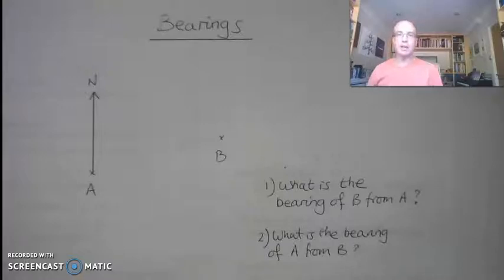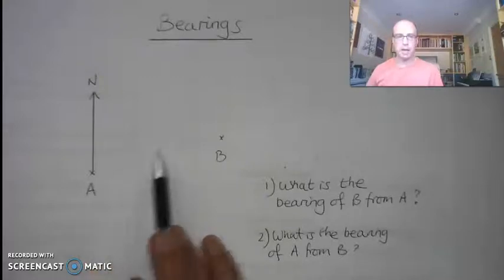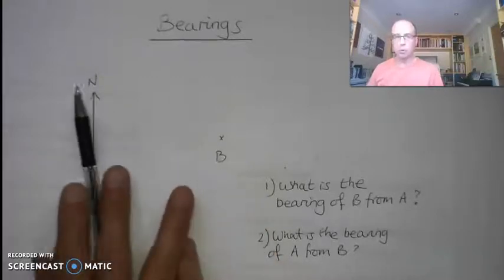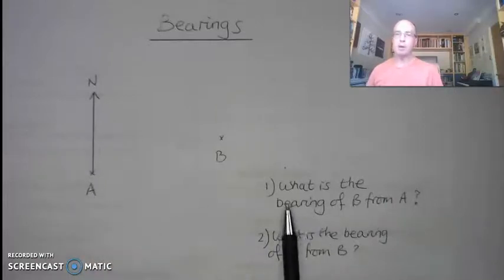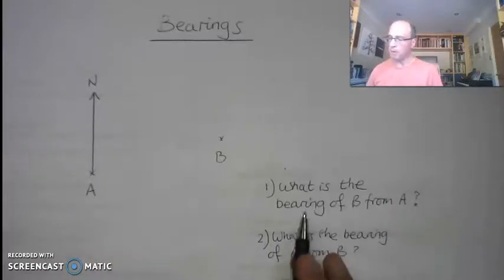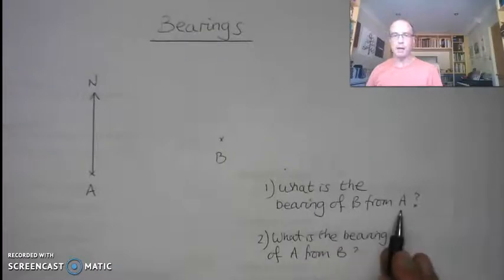Hello, in this second video on bearings we're going to have a look at how we can use some of our angle facts to help us calculate bearings. Right, we're going to start off with an example, and I've got 2 points, A and B. I've got my northerly line drawn already above my point A, and the first part of the question asks me what is the bearing of B from A.